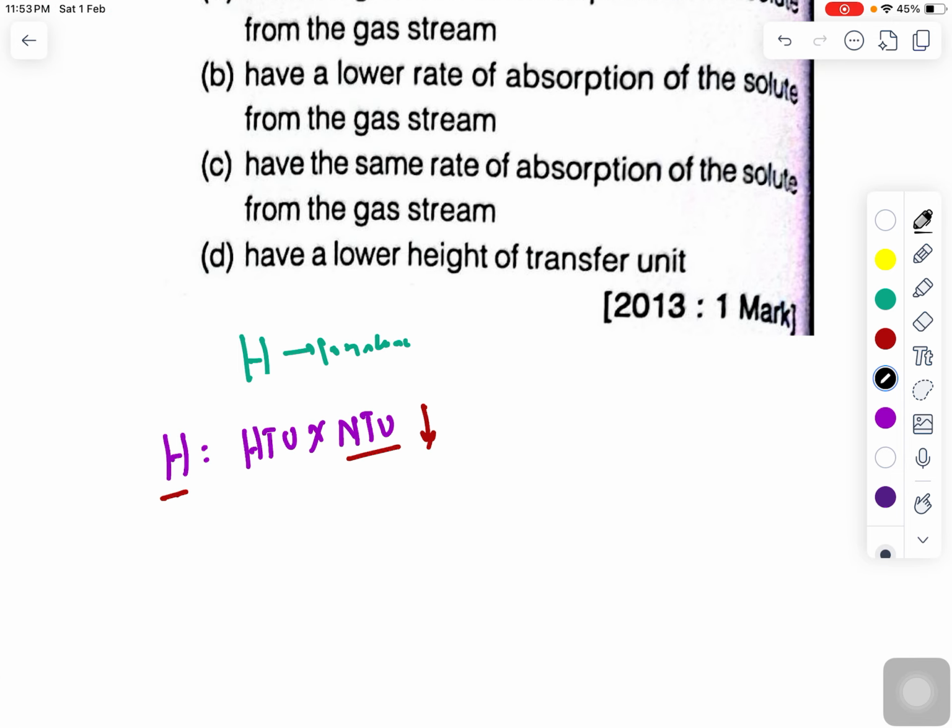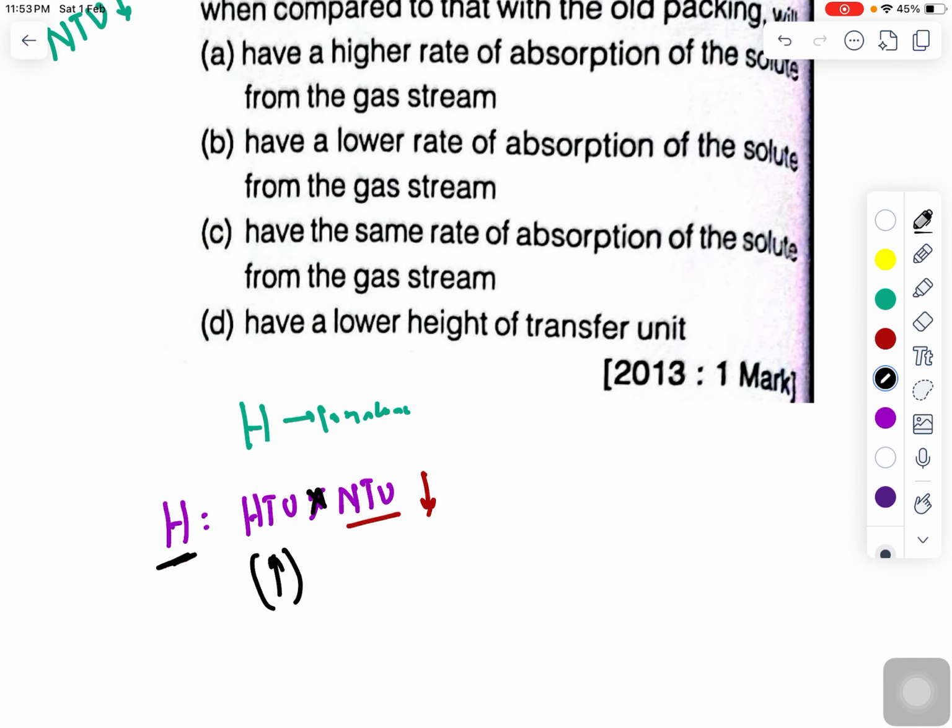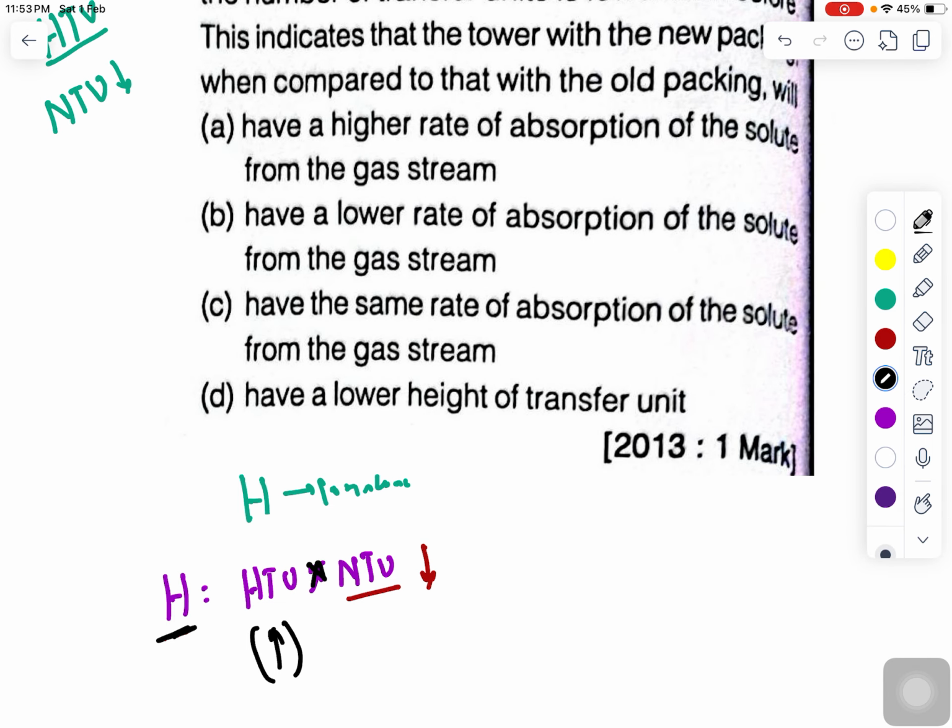So again, in the next case, what will happen? Height of transfer unit should increase, right? Then only this can be constant, right? So here you can see the option: have a higher rate of absorption of the solute from the gas stream. And this indicates that the tower with the new packing, when compared to the old packing, will have a lower height of transfer unit, right? Because it should increase the NTU, but again this is not going to increase. That's why you have a lower height of transfer unit.